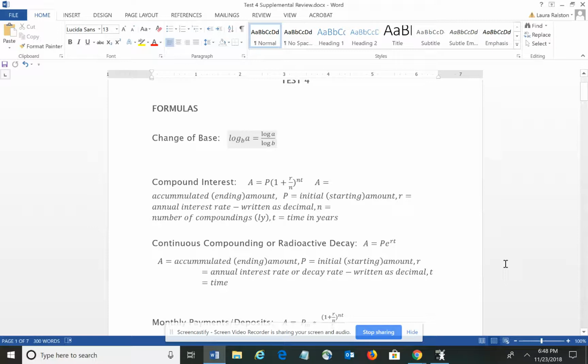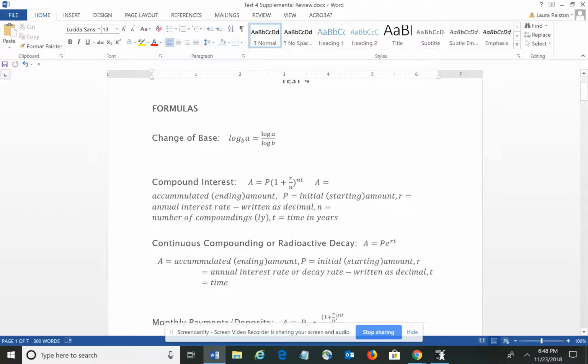Our calculators only allow us to calculate if we have a base of 10, which is represented by log, L-O-G, or if we have a base of e, the natural number, which is represented by ln. Those are the only two buttons on our calculator. So if you have some odd base, like a 2 or a 3 or a 7, then you have to use this formula to do the calculations in your calculator.